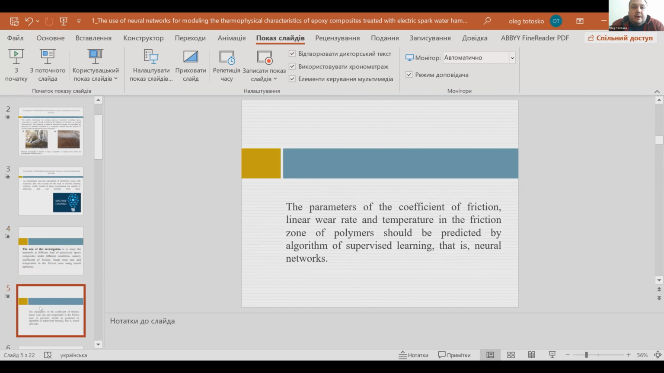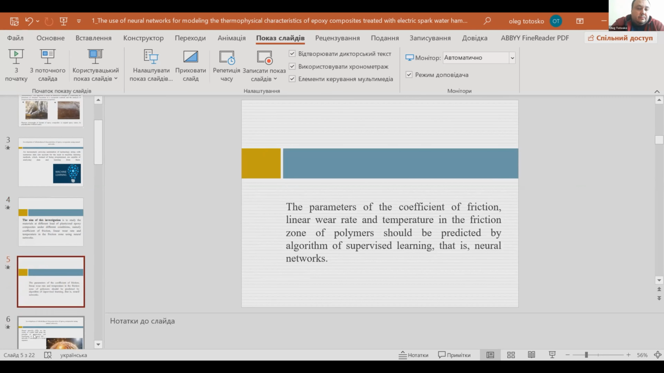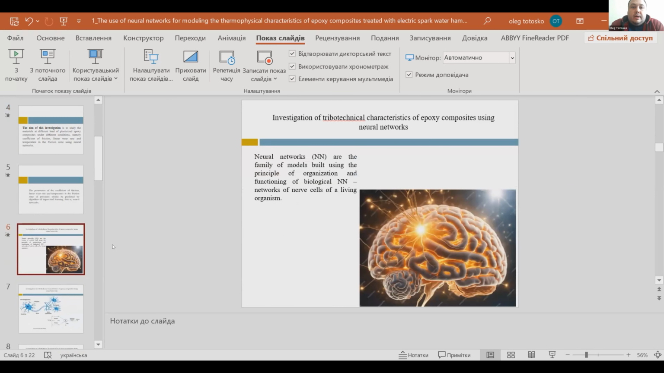Next slide. The coefficient of friction, linear wear rate, and the temperature in the friction zone of the polymer should be predicted by a supervised learning algorithm, that is, a neural network. A neural network, NN, is one of the machine learning algorithms where the computer learns to solve different problems by analyzing examples of training data. They can also predict new data that the system has not seen.